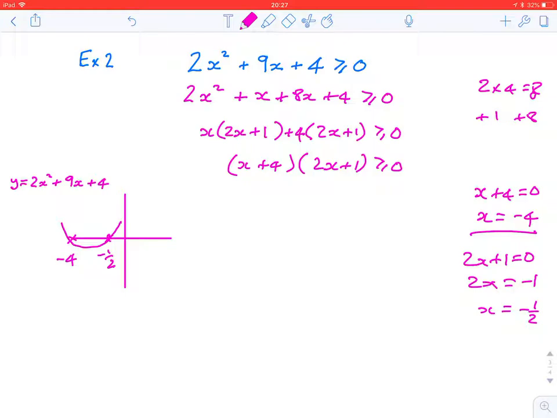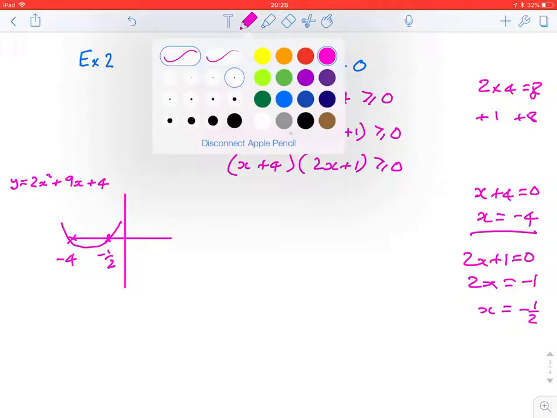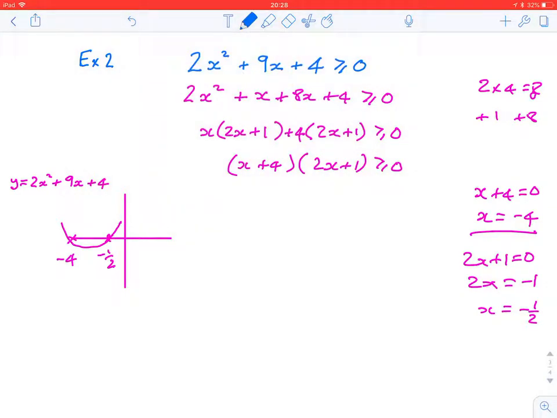So the graph looks like that. But this time we want the 2x squared plus 9x plus 4 to be greater than or equal to 0. So we want y to be positive, above the x-axis. So it's these two parts of the graph. And that gives a final answer that x must be greater than or equal to minus a half, or x is less than or equal to minus 4. And we need to put the word or in there because they can't both be true at the same time. And that completes the recap.